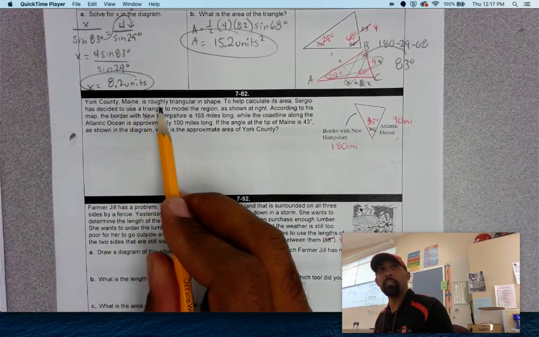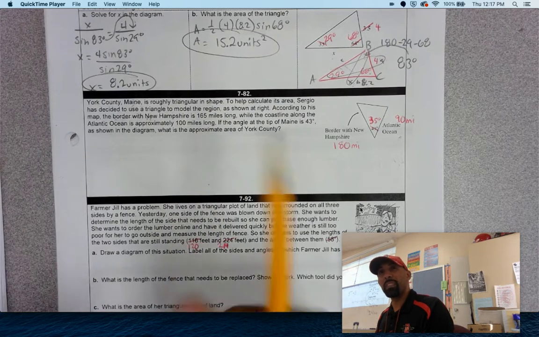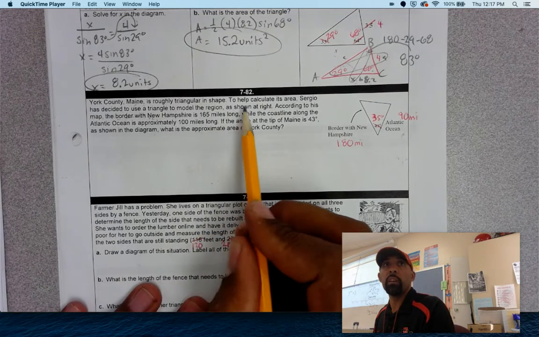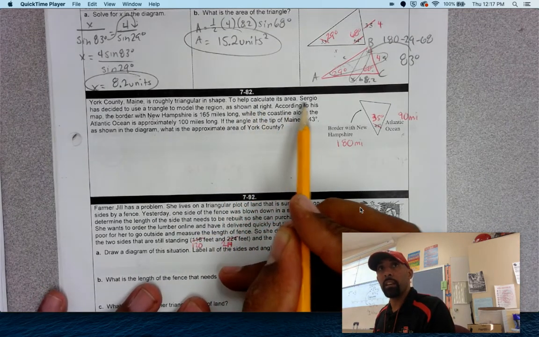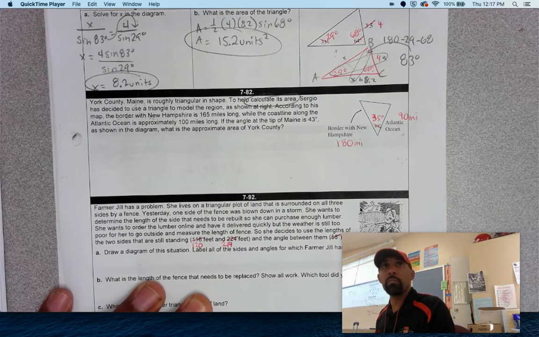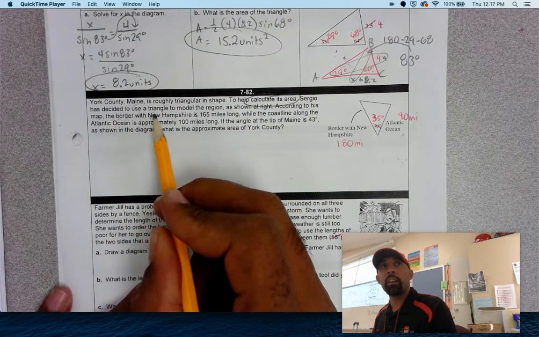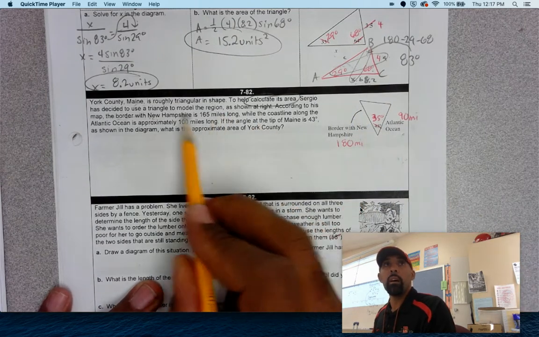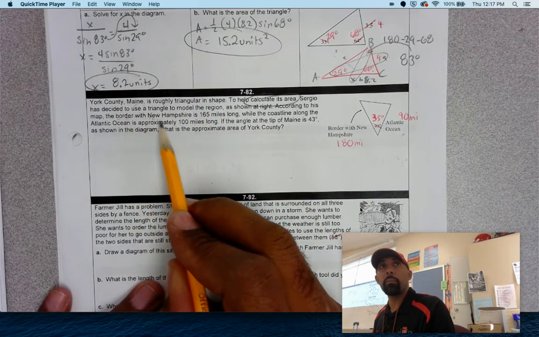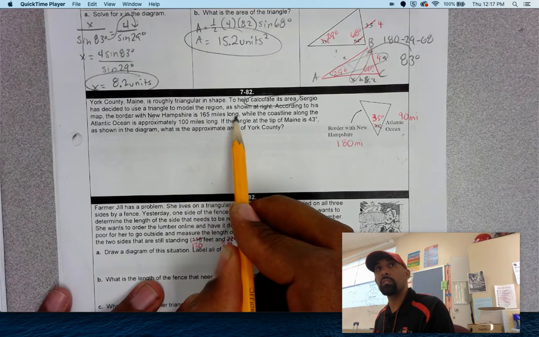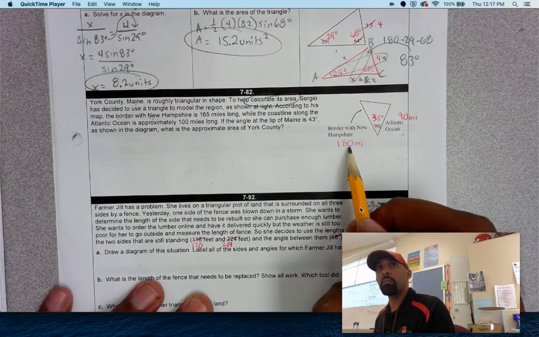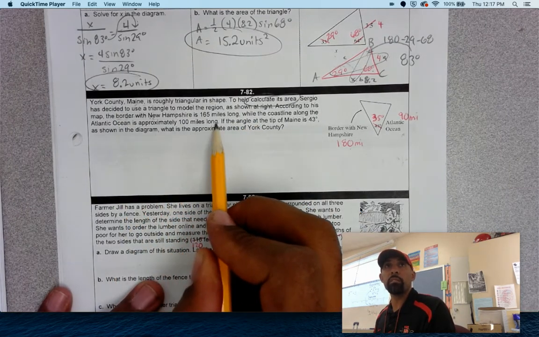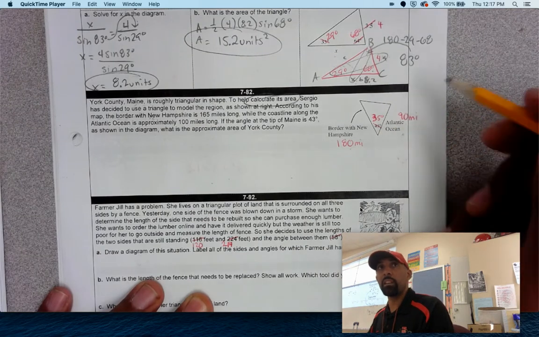York County, Maine is roughly triangular in shape. So it's kind of like a triangle. It's not exactly a triangle, but it's very similar to a triangle. And to help calculate its area, so you notice that that's what we're looking for, we're going to use the area formula. Sergio has decided to use a triangle to model the region, as shown right here. According to his map, the border of New Hampshire is 165 miles long. The one I'm going to use is 180 miles long, while the coastline along the Atlantic Ocean is 100 miles long. And for my example, I'm going to use 90 miles.